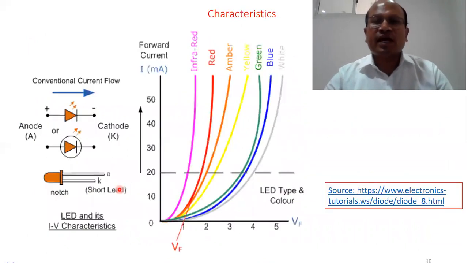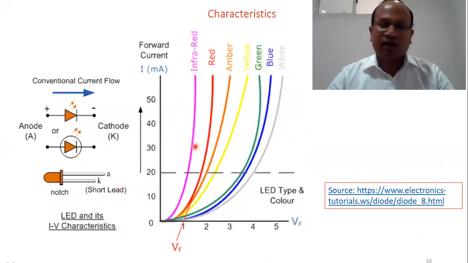So this is the characteristic working. I have already explained how we connect: we connect the anode with the positive terminal, cathode with the negative terminal. This is anode and this is cathode. This is the symbol, and this is the characteristic.